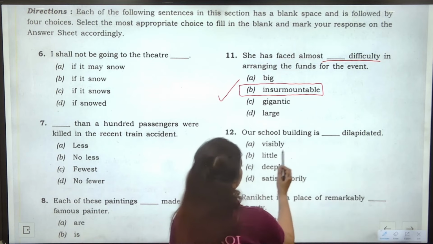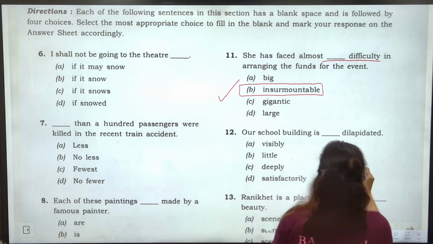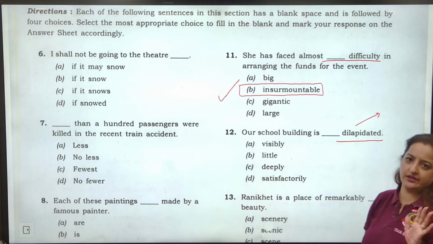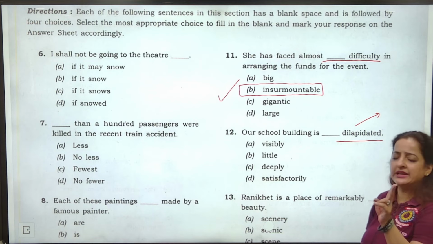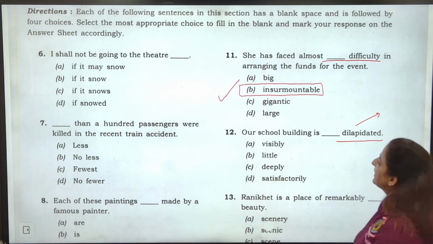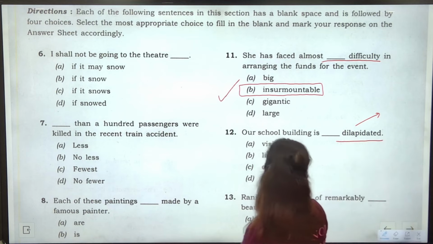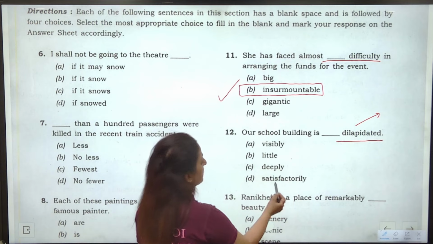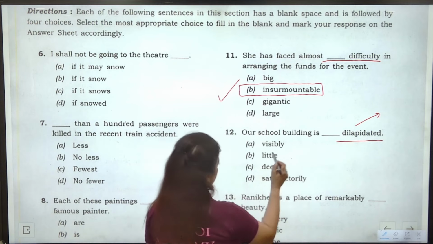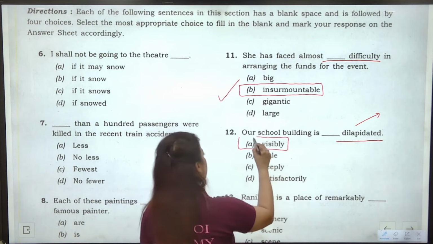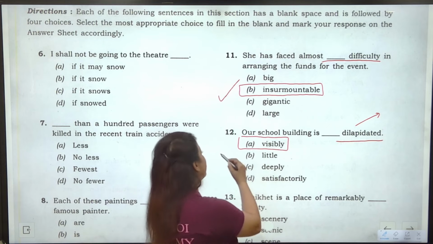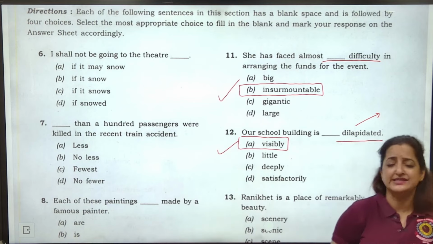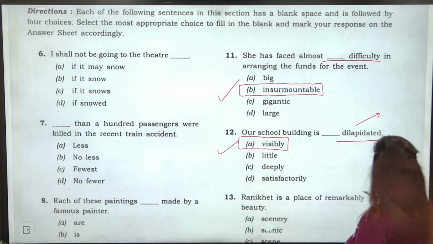The next one, our school building is dash dilapidated. Dilapidated means in a very bad condition, it needs repair. Two words में meaning लिखना है तो लिखो needs repair, right? So our school building is visibly dilapidated, little dilapidated, deeply and satisfactorily. Satisfactorily तो बिल्कुल भी नहीं जाएगा because dilapidated is a negative word. Correct answer, visibly. मतलब दिख रहा है कि स्कूल बिल्डिंग को रिपेयर की जरूरत है. It's evident actually, right? That is what we want to say over here.